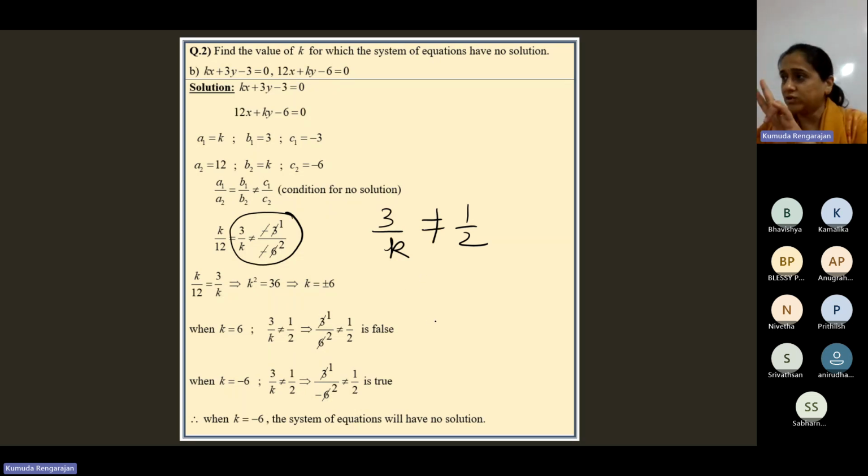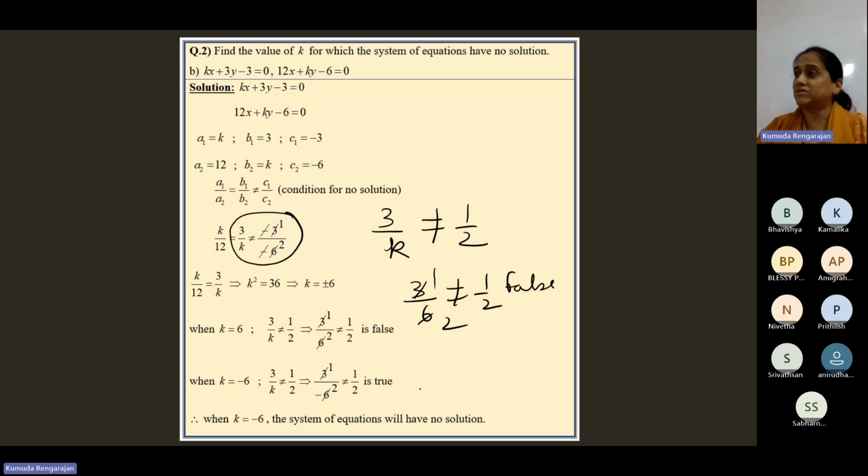We have found two values for k, right? So let's take k as 6. When k is 6, 3 by 6 not equal to 1 by 2. This is false. 3 by 6 is 1 by 2 only. Then it becomes 1 by 2 equal to 1 by 2. It should be not equal. So that means k should not be 6.